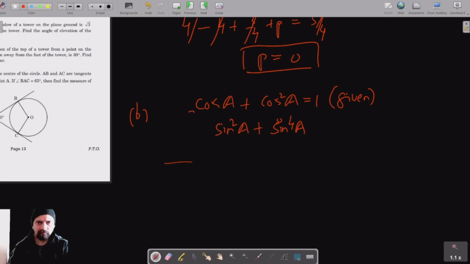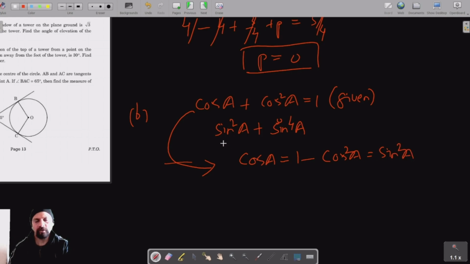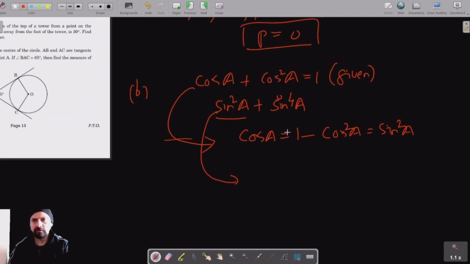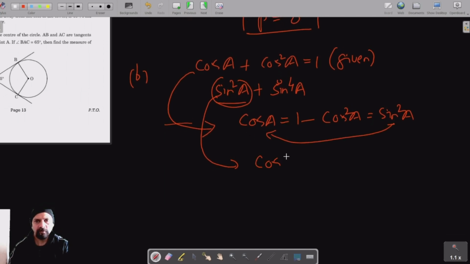Okay. From this, we can get cos A is equal to 1 minus cos square A, and 1 minus cos square A is sine square A. Now, instead of sine square A, we can write cos A. So this becomes cos A plus sine raised power 4 A, which is cos square A. So now cos square A plus cos square A is 1.